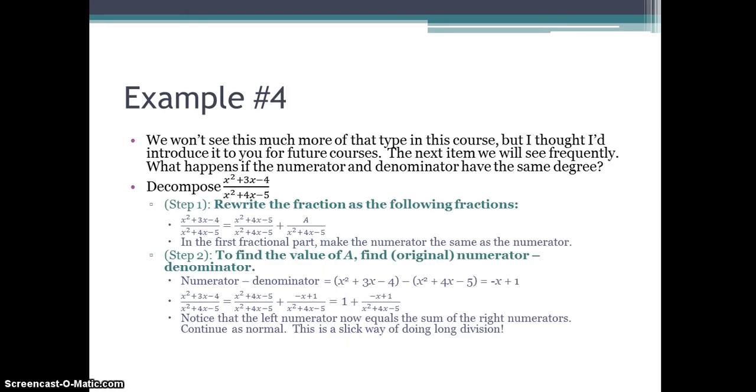So, for example, if we want to decompose x squared plus 3x minus 4 over x squared plus 4x minus 5, the first step is to rewrite the fraction as the following fractions. The denominator we're going to write as numerator over denominator. In other words, x squared plus 4x minus 5 over x squared plus 4x minus 5, which, as you'll notice, reduces to 1. And then we're going to write a second part as plus a over x squared plus 4x minus 5. And in the first fractional part, we're making the numerator the same as the denominator.